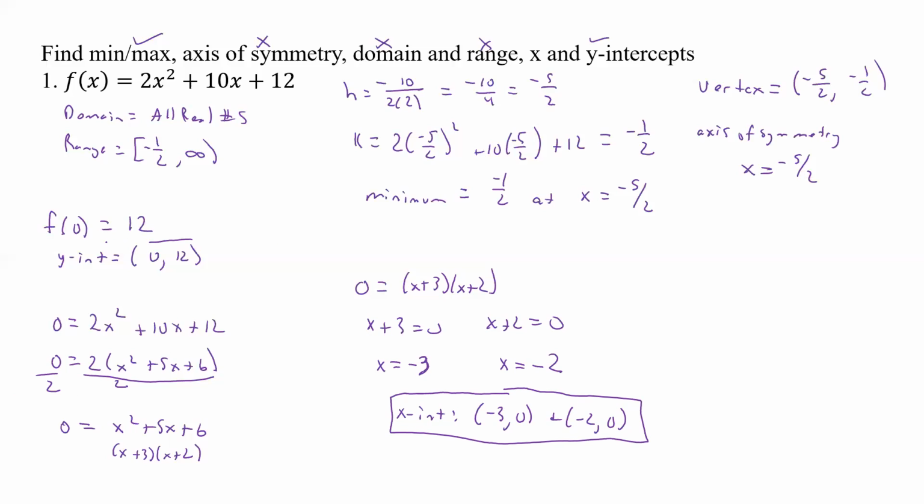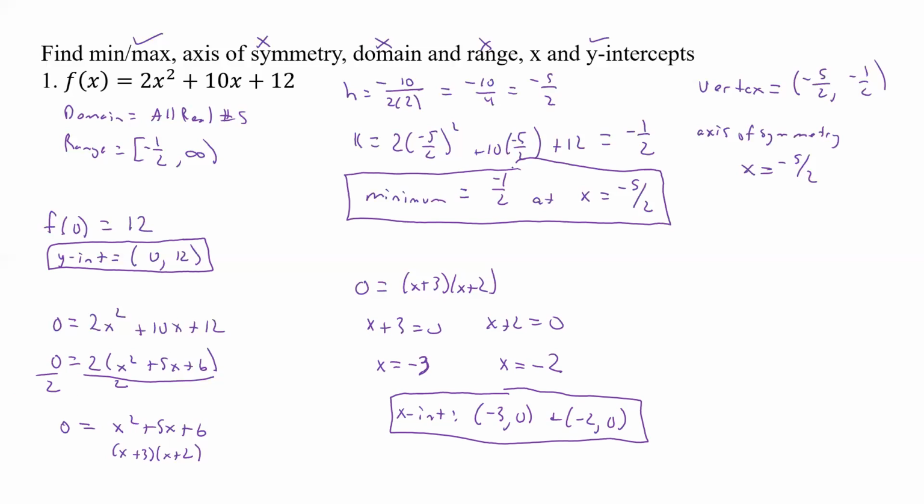I've got my y-intercept. I've got my minimum value. I've got the axis of symmetry. Okay, so I've got my domain and range up here. And then I've got the min, the axis of symmetry circled, the domain and range circled, and my x and y intercept. So we've got everything that it asked for in the problem now.